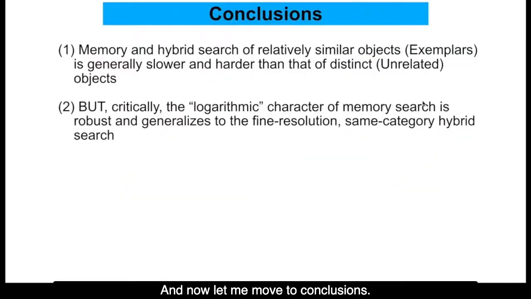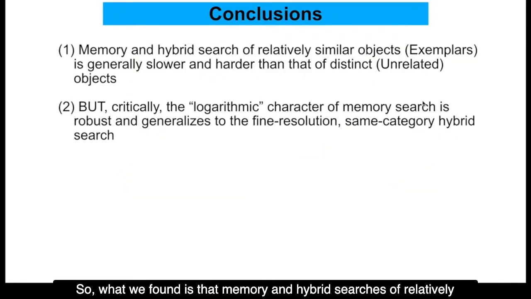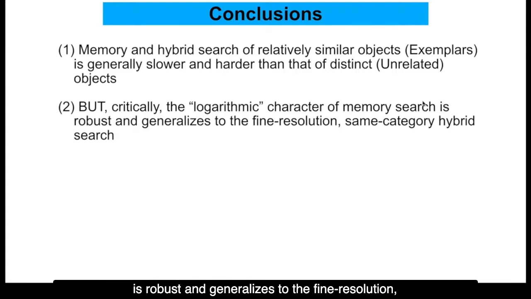And now let me move to conclusions. So what we found is that memory and hybrid searches of relatively similar objects are generally slower and harder than those of distinct unrelated objects. But critically, the logarithmic character of memory search is robust and generalizes to the fine-resolution same-category hybrid search.